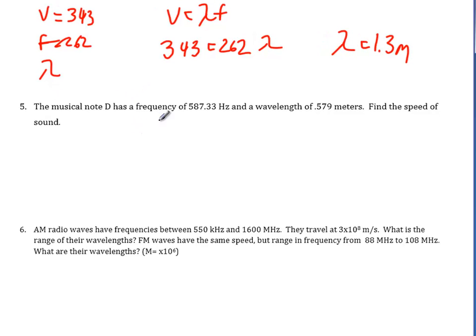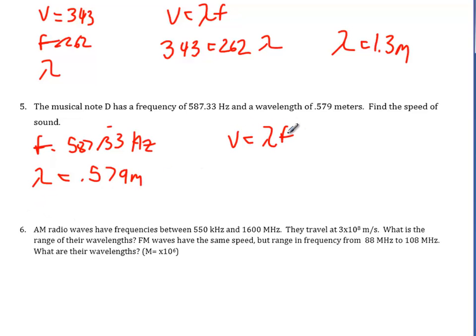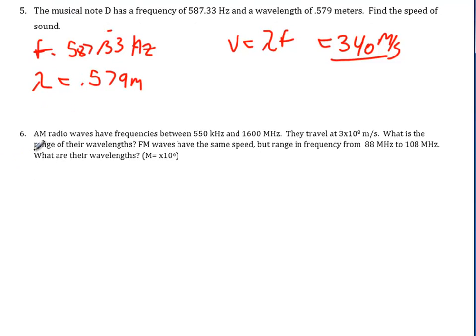The musical note D has a frequency of 587.33 hertz, and a wavelength, lambda, of 0.579 meters. Find the speed of sound. Well, V equals wavelength times frequency. So if I take 587.33 times 0.579, it's 340 meters per second. Now, you'll notice in the problem above, I had it as 343. Down here, it's 340. Both of those are legitimate numbers for the speed of sound.